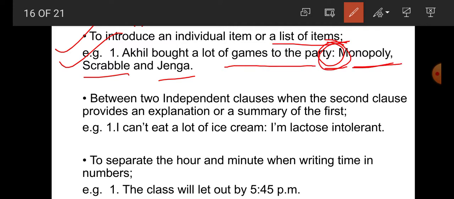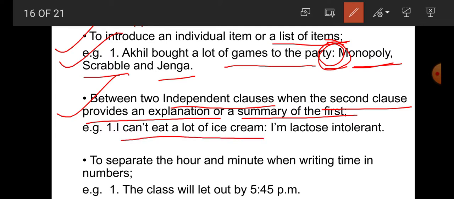colon is used. Number 2, student, between two independent clauses, when the second clause provides an explanation or a summary of the first, then colon is used. For example, I can't eat a lot of ice cream. So why? What is the reason? I am lactose intolerant. So here the explanation is given, that's why colon is used.